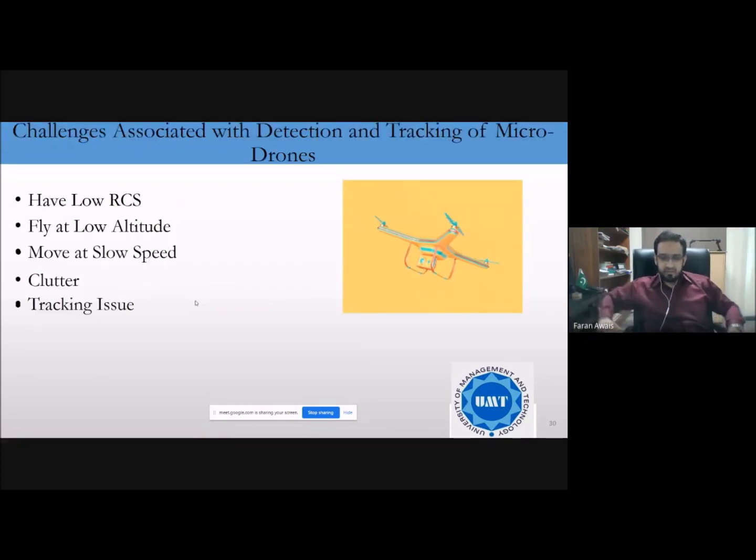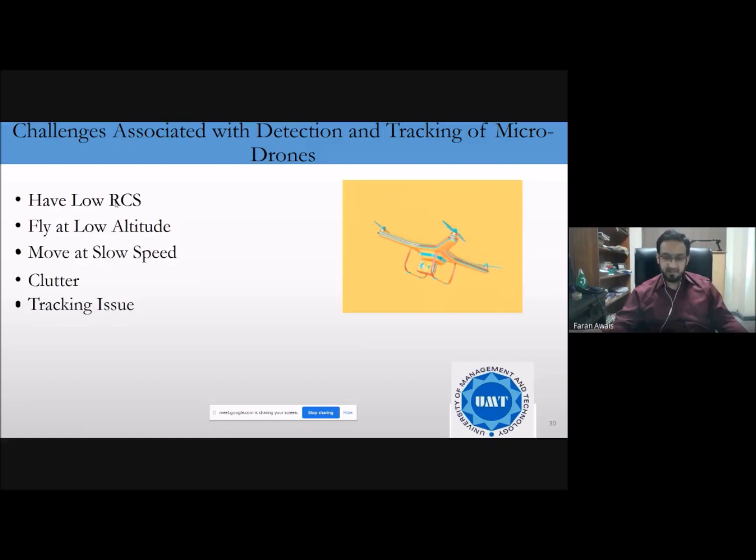Okay, so there are challenges associated with detection and tracking of micro drones. Detection and tracking of UAVs with radars poses significant challenges, as small UAVs typically have a low RCS. RCS is basically a measure of the size of the target. The greater the RCS, the bigger the object, and the lower the RCS, the smaller the object would be, and by that, the detection of the target would also be very difficult.